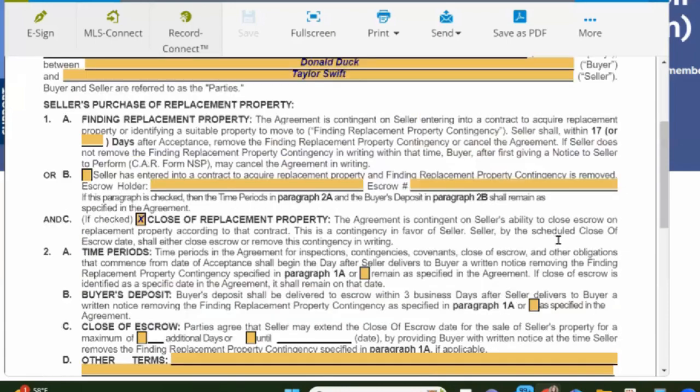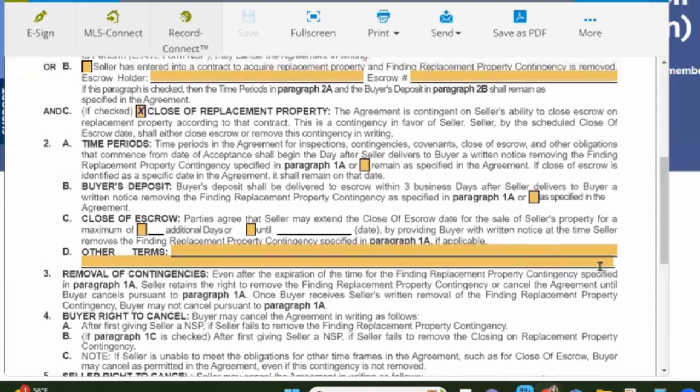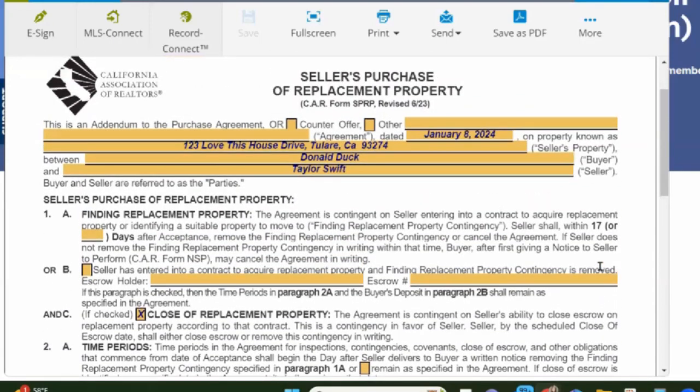Right. And you would fill this out if you had a seller whose intention is to move out of state. They want to have escrow close at the same time on both homes. And then obviously that's when you start getting into timeframes and hoping everything lines up.